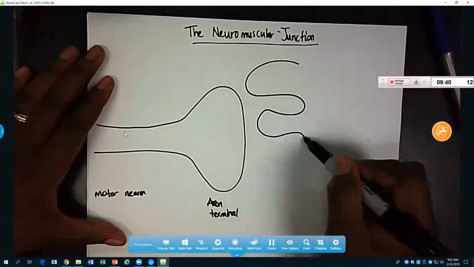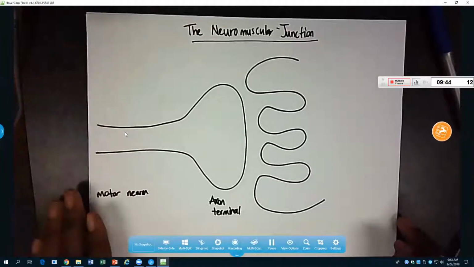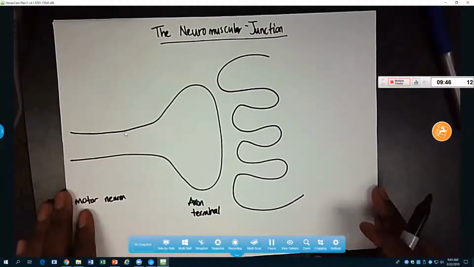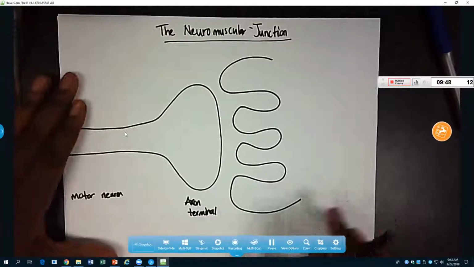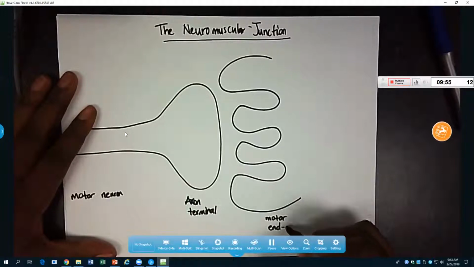The motor end plate is folded like this to allow the increase in surface area and the transmission of this signal. So this is the motor end plate, and this is on the skeletal muscle side.